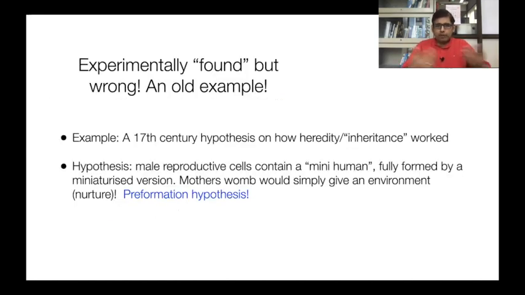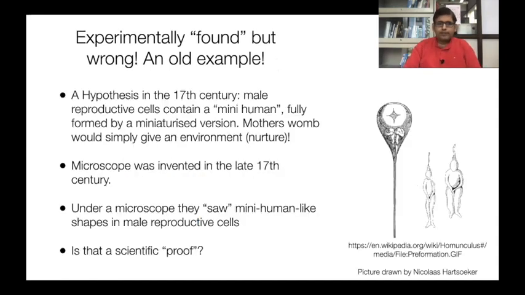Now, you could do an experiment and you might find something, but it could be wrong. There is an interesting old example from the 17th century. At that time, around the 1690s, they didn't know how heredity or inheritance worked. So they had a hypothesis that the male reproductive cells contain a mini human, a preformed human, which is fully formed but in a miniaturized form. This was quite popular at that time, and it was called the preformation hypothesis.